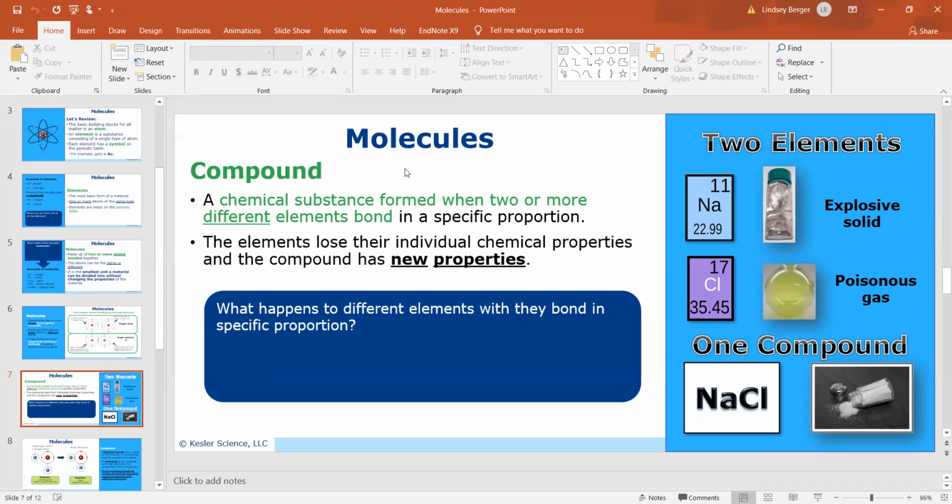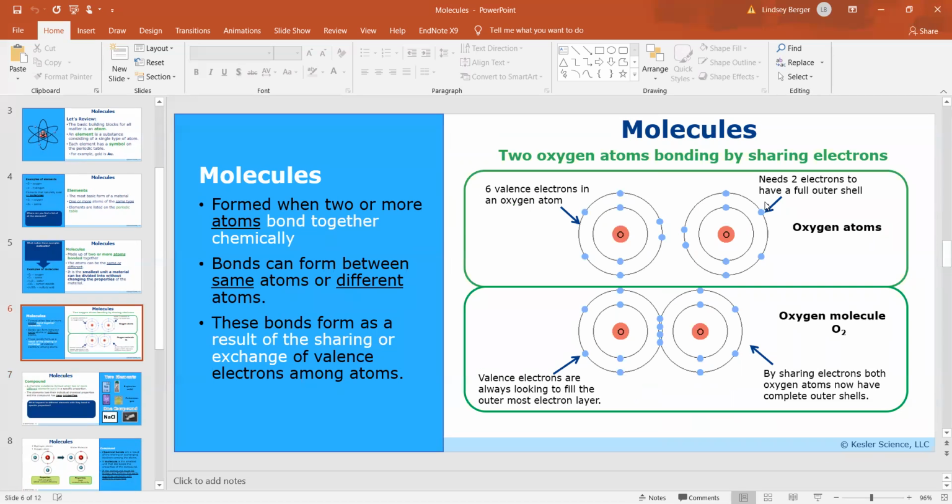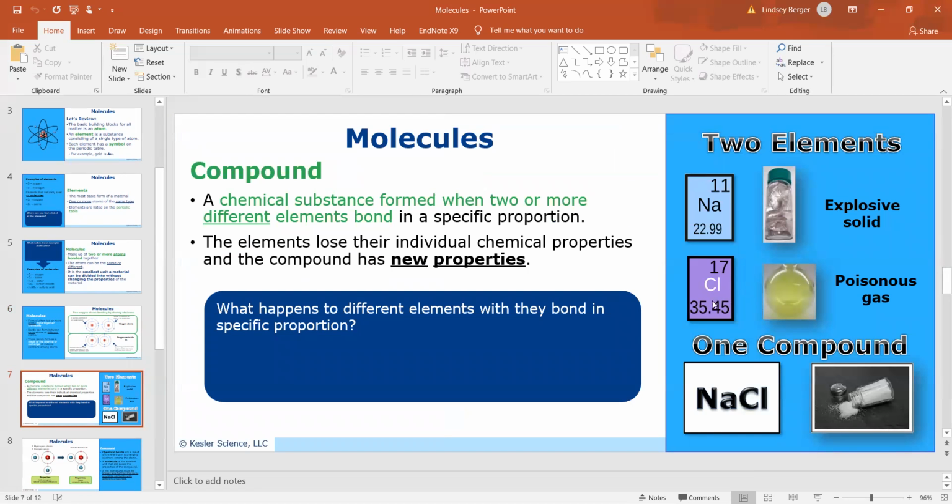So a compound is a chemical substance formed when 2 or more different elements bond in a specific proportion. So, in the previous example, both of these were oxygens. We're not losing any of the properties of oxygen here. We're just forming an oxygen molecule. But in a compound, it's going to form a new identity, essentially. So we're losing the individual chemical properties from the original atoms that come together.